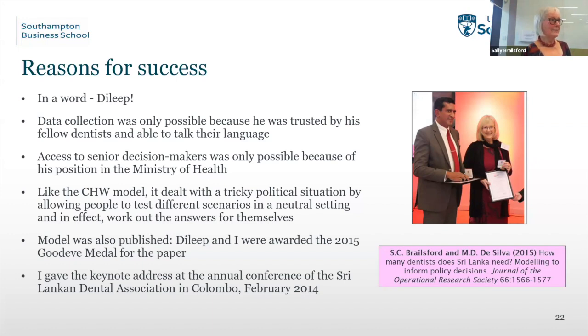Again, this model was actually published, and this is us at the 2015 or 16, I think, Blackett lecture. And I put this last point in because when I was training to be a nurse, there was no way I would ever have imagined that I would end up in Colombo addressing the annual conference of the Sri Lankan Dental Association. That was not what I thought I'd be doing when I was emptying bedpans. So those are my 3 success stories.